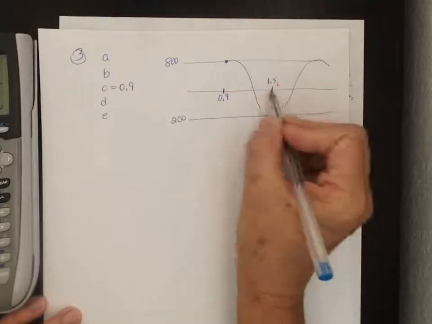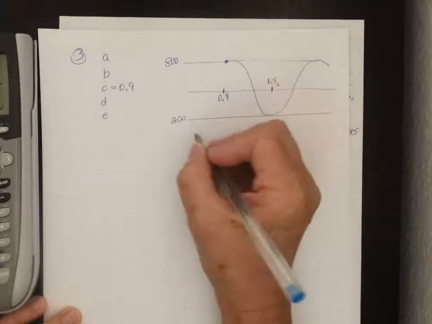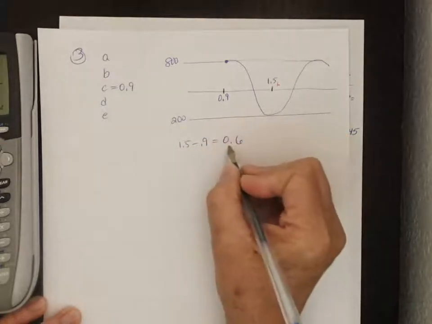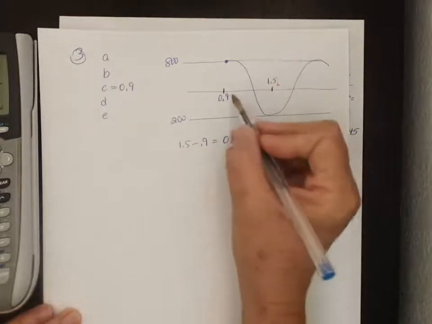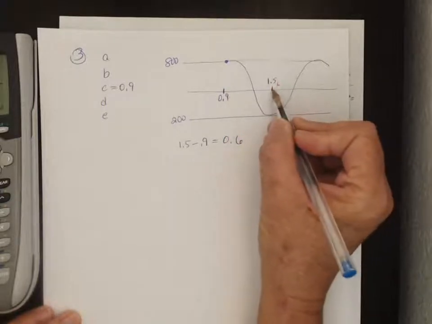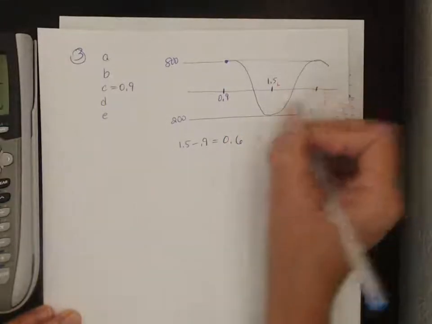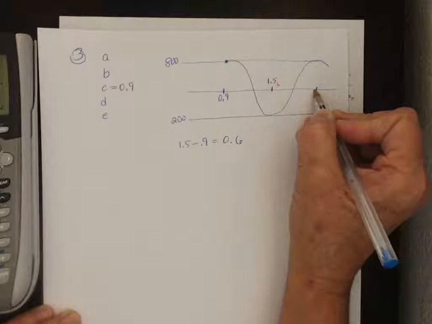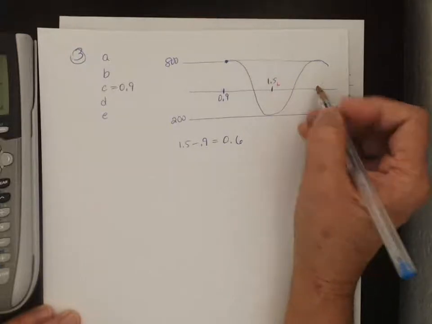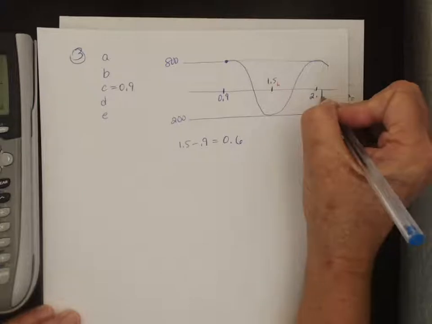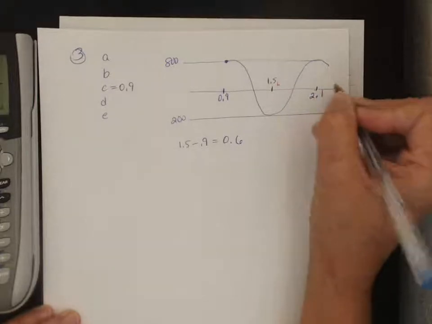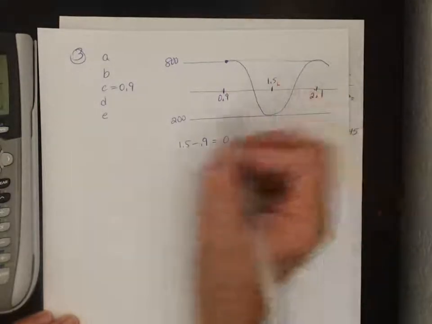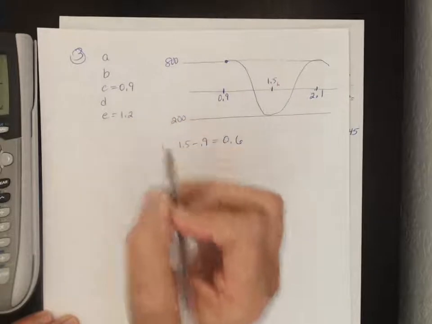Well, we have to see how long it takes to go from the maximum to the minimum. So 1.5 minus 0.9 gives us 0.6. Note that is not the period. That is from the maximum to the minimum. I now need to go from the minimum back up to the maximum, so it's going to take the same amount of time, another 0.6 years. So 1.5 plus 0.6 gives me 2.1, and that's when we're going to hit the maximum. Or we can look at it this way: 0.6 plus 0.6 gives us a period of 1.2.